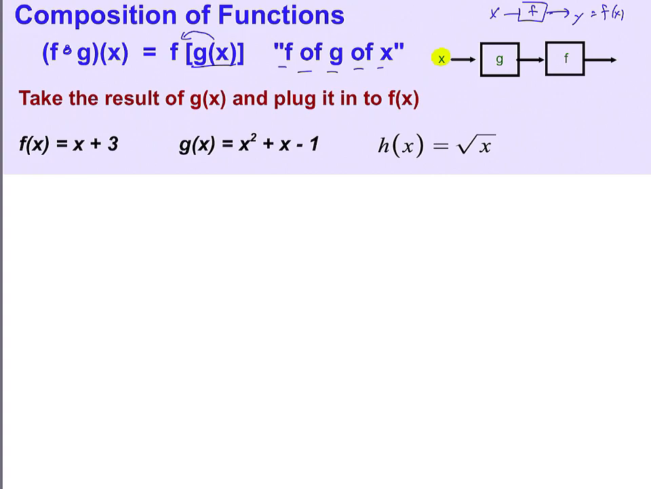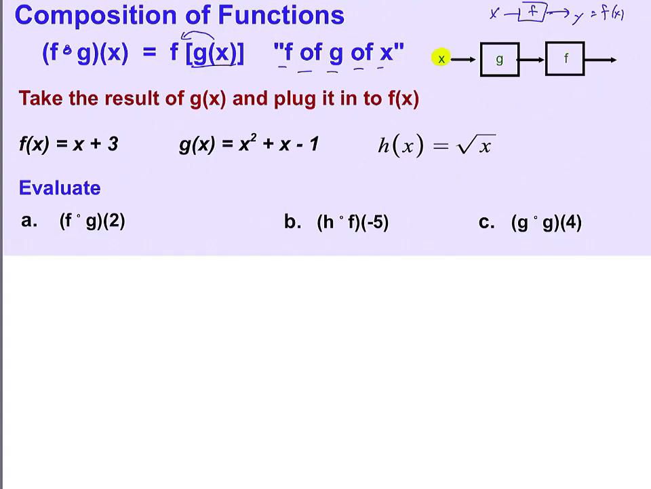Here are a few functions. On their face, they have nothing to do with each other. They're just three different functions. Now we're going to do some things to combine them, like f of g of 2. That means we're going to take 2, we're going to plug that into g, and we can do the math there. g of 2 is 2 squared plus 2 minus 1, which is 5. And then I'm going to take that 5 and plug it into f.